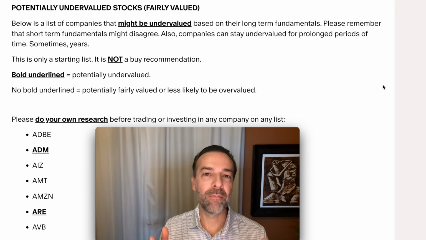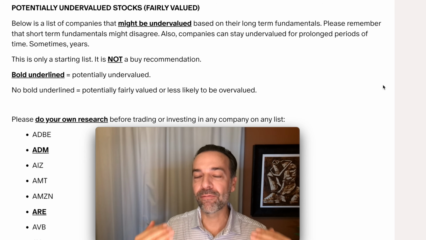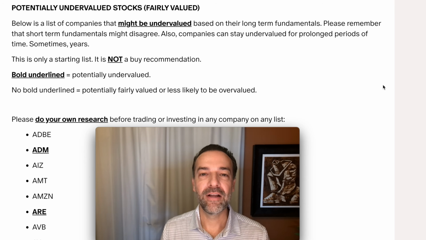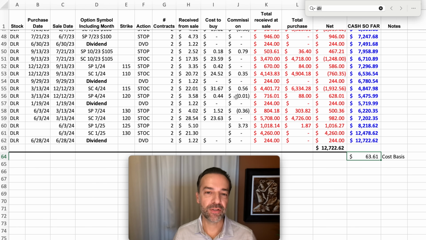And that's what I do in my main option trading account and in my small option trading account. I'm only trading companies I believe are fairly valued, or even better, undervalued. That way, if I get stuck with them, I feel like I'm being stuck with a great deal. So how do you manage these positions? When should you roll your covered calls or roll your cash secured put options?